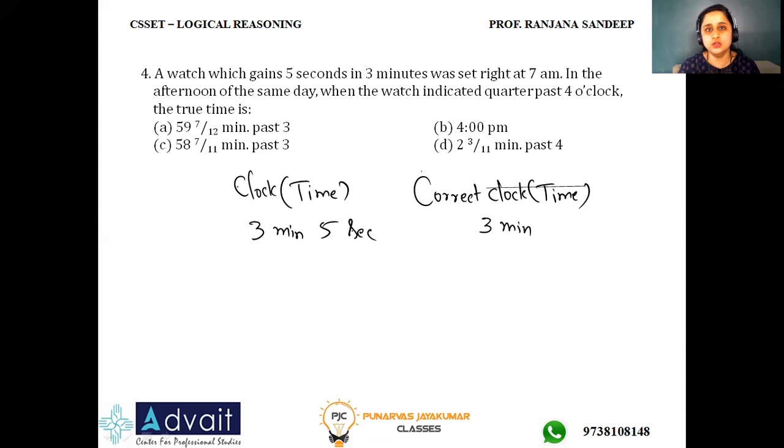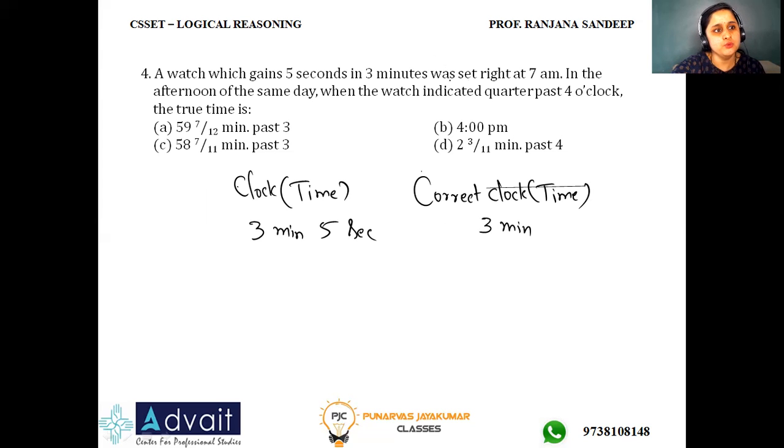See, when I say loss, it will lose certain time. So when I say gain, it will be more. You have to add. When I say loss, you have to subtract. So it is 3 minutes 5 seconds in the given clock. But in the correct clock, it is just 3 minutes.